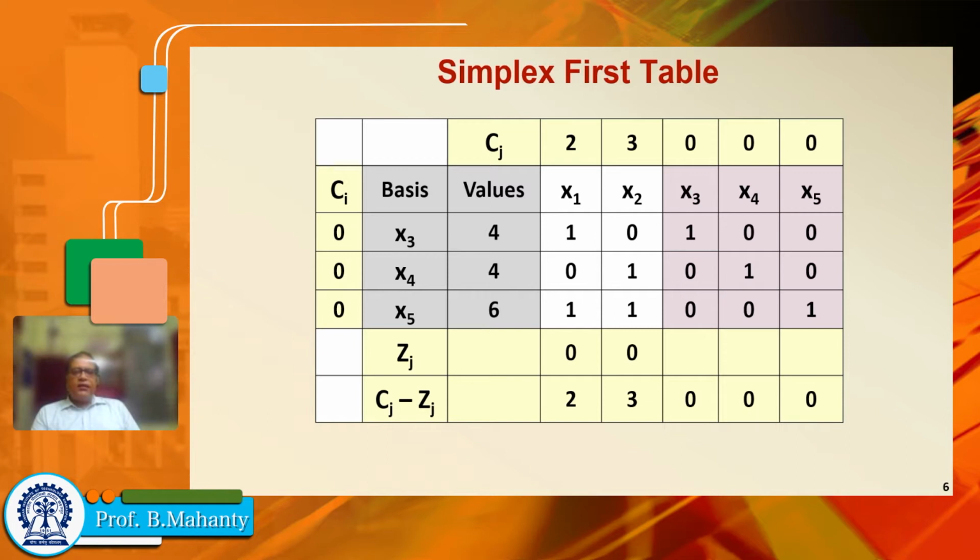This is x3, x4, x5, they are the basic variables. You can see that they have formed a unity matrix. This is an important thing to note, that the variables in the basis will form a unity matrix and the canonical form is maintained. After that, the other two variables x1 and x2 will have their coefficient values, that is 1, 0, 0, 1 and 1, 1, which are the coefficients we have.